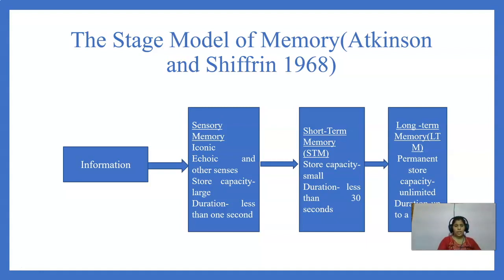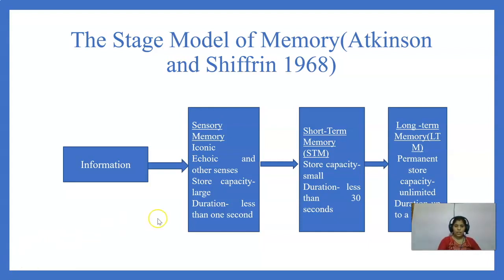Once information is there, it travels from the sensory memory to the short-term memory. Short-term memory has a small storage capacity and its duration is less than 30 seconds. Then information from short-term memory travels to the long-term memory. Long-term memory is a permanent storage and its duration is unlimited. It means once information enters the long-term memory, it remains there permanently. The information is not lost from the long-term memory.